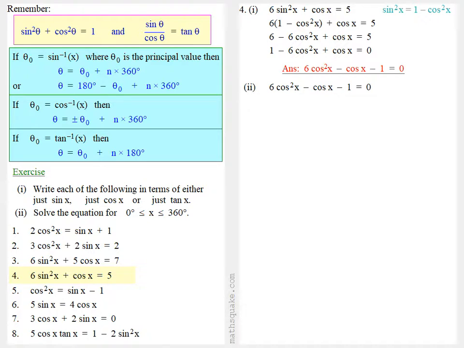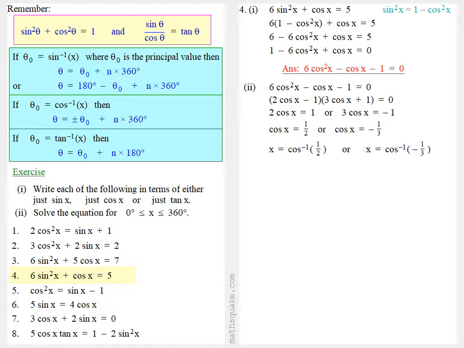Now in the second part we want to solve that equation. It is a quadratic in cos x, and so it factorises as 2 cos x minus 1 into 3 cos x plus 1 equals 0. Now, if two things multiply to make 0, one of them is 0, so 2 cos x equals 1, or 3 cos x equals minus 1, which means cos x is equal to a half, or minus a third. Now, if we take the inverse cosine in both cases, we get principal values of 60 degrees and 109.5 degrees.